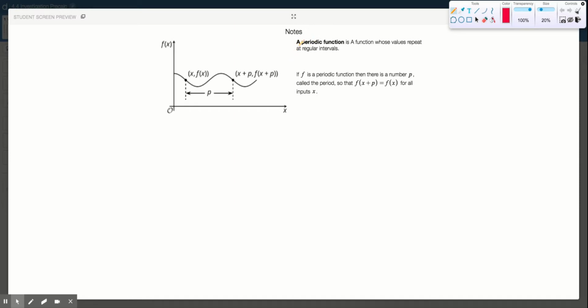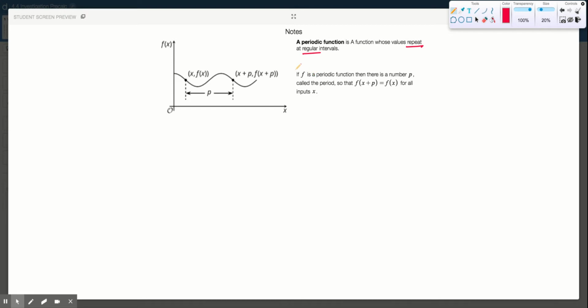In this video, you're going to take some notes about periodic functions. A periodic function is a function whose values repeat at regular intervals. So the distance between the repeated values is always the same. So it's regular. It repeats in a pattern. It doesn't just kind of repeat at some point.